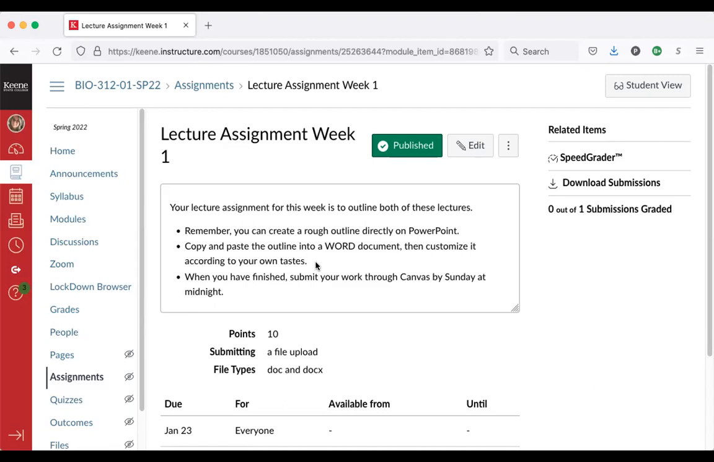You are making these outlines because they're going to help you when it comes time to prepare for the exam. It's going to give you a way to study these 2 lectures in outline form.